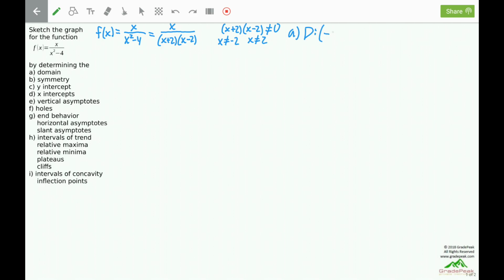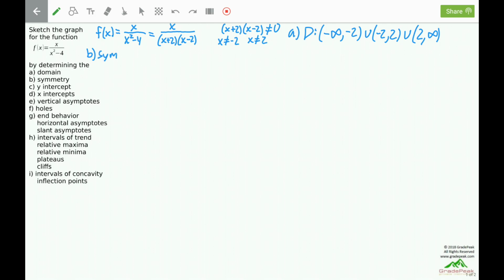So it'll be all real numbers to the left of negative 2, negative infinity up to negative 2, not including it, round bracket. Union, all real numbers between negative 2 and positive 2, round brackets on each. Neither are included. And then union, all real numbers to the right of positive 2, not including it, round bracket, up to positive infinity. That domain is all real numbers except negative 2 and positive 2.